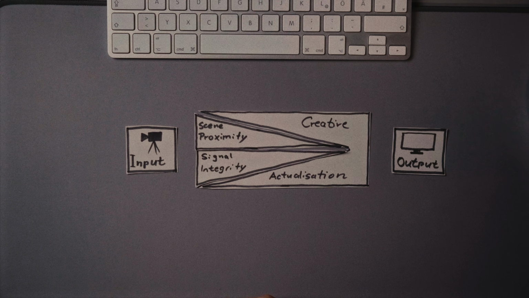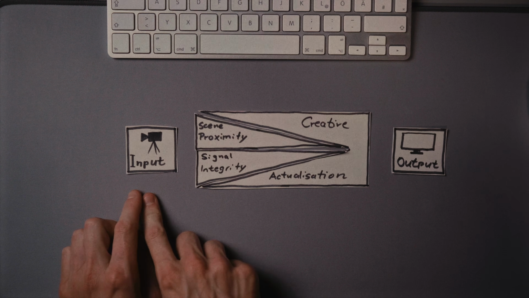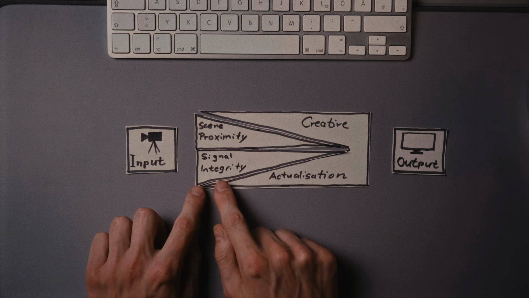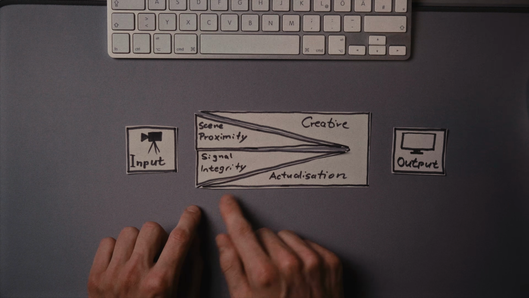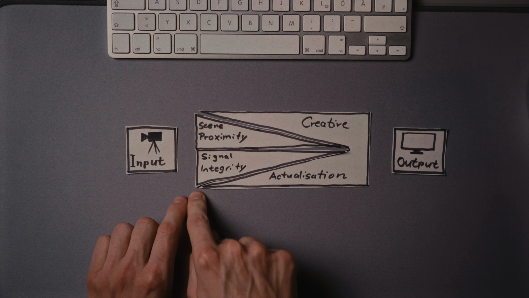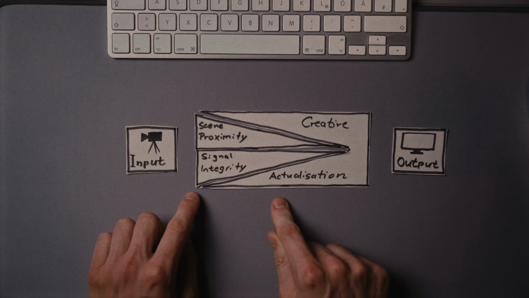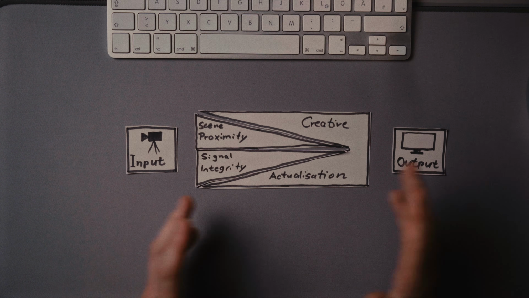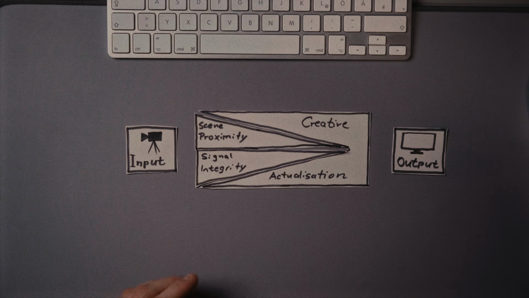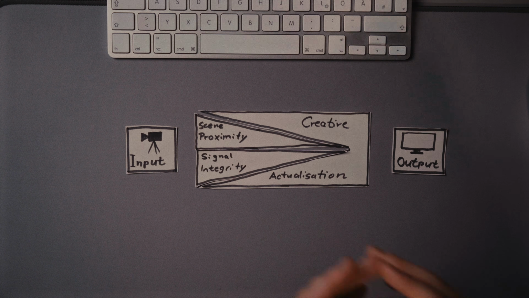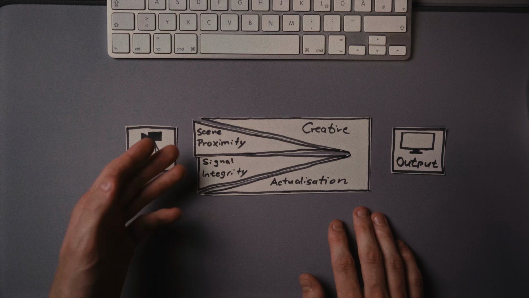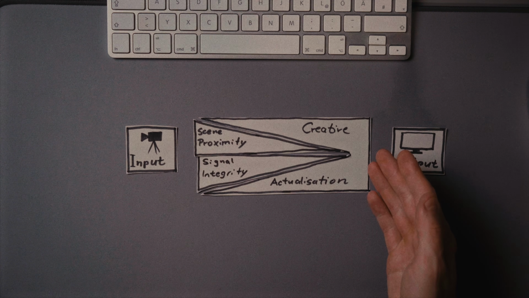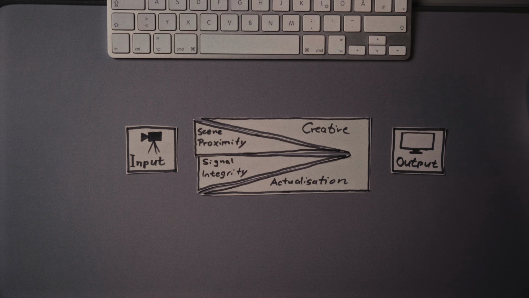To reiterate, our signal flows from left to right, from input to output. Signal integrity is concerned with the purity of the signal. The video signal is its purest right at the input, and the more adjustments we add along the way, the less and less pure it becomes. Scene proximity divides our signal chain into 3 major chunks. Remember, traits of the scene, traits of the camera, and traits of the look. Emerging from the 2 aforementioned concepts is creative actualization, which dictates our workflow. As you can see, these concepts go hand in hand and cannot be considered independent of each other.